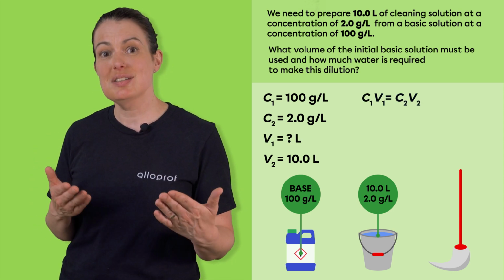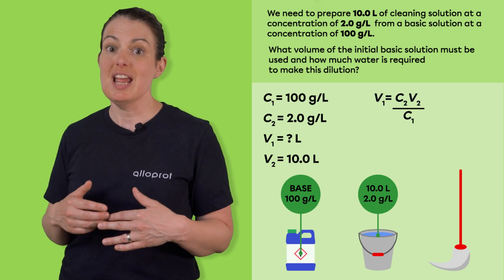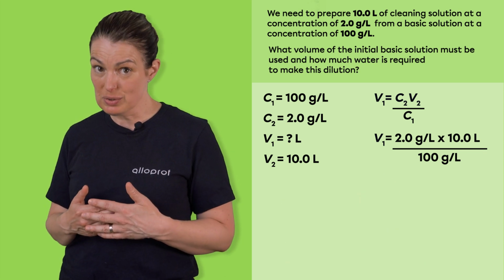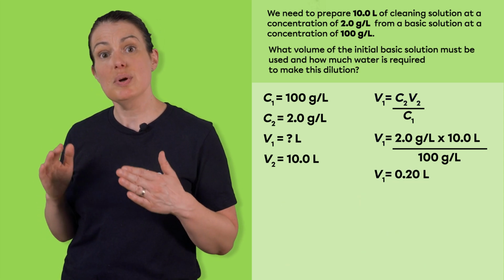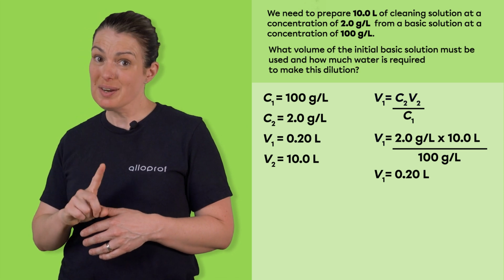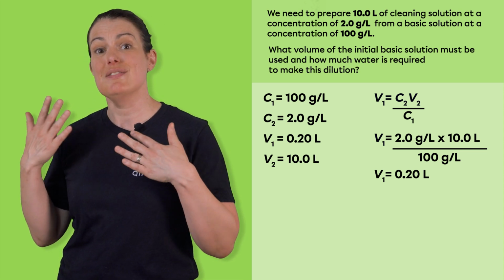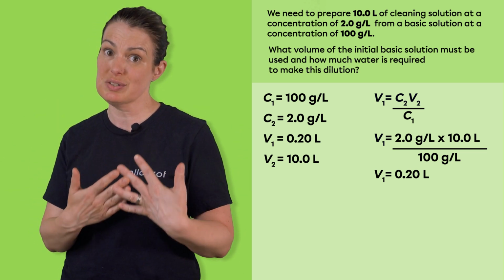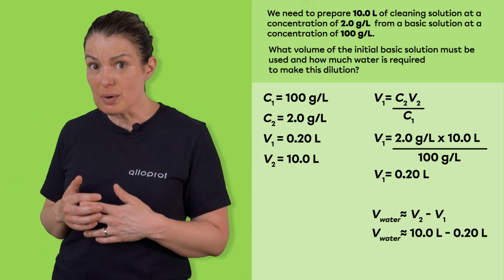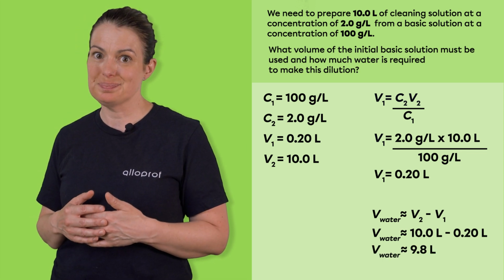Given that C1 times V1 equals C2 times V2, isolate V1 and substitute the values in the formula. The initial volume of the basic solution, V1, is 0.20 liters. To find the amount of water required for this dilution, we assume that it is approximately the difference between the final volume and the initial volume of the solution, or V2 minus V1. The volume of water required for this dilution is approximately 9.8 liters.